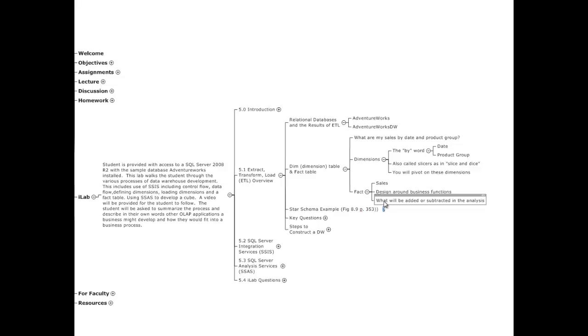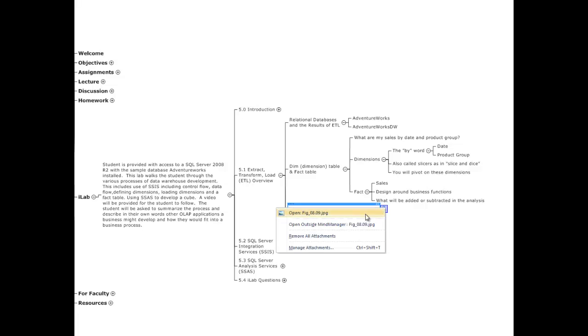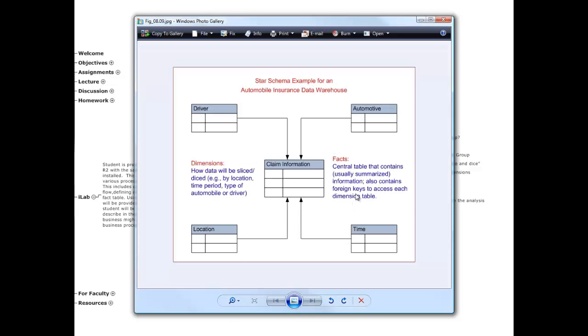We saw one in the finance area when we were looking at the AdventureWorks data warehouse in the previous video. You could imagine in your mind a pretty simple star schema with sales and a date dimension table next to it, as well as a product group dimension table adjacent to that. So it would be a fairly thin snowflake, but it would be a snowflake nonetheless. Or star, rather, schema. There's another example in your book, figure 8.9 on page 353 of a star schema. So let's look at that one.